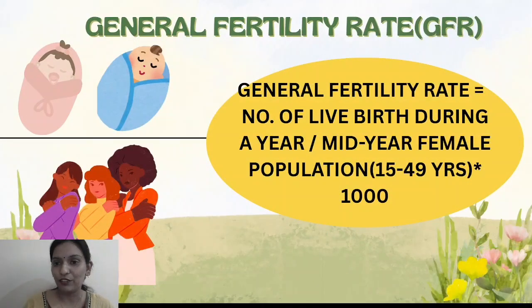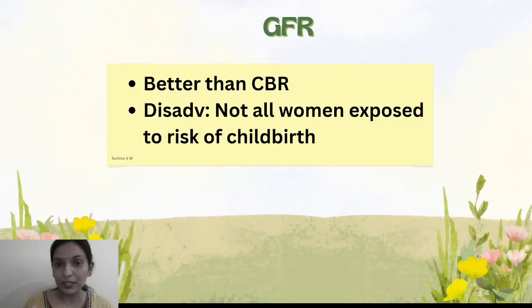Here comes your GFR or the general fertility rate. Again, here the numerator is the total number of live births, but in the denominator we are taking only the mid-year female population or the women in the reproductive age group, that is 15 to 49. That number is being taken in the denominator. So it's of course a better indicator than CBR. You agree with me, right? But there's one disadvantage. What is that? See, not all women in the reproductive age group are exposed to the risk of childbirth.